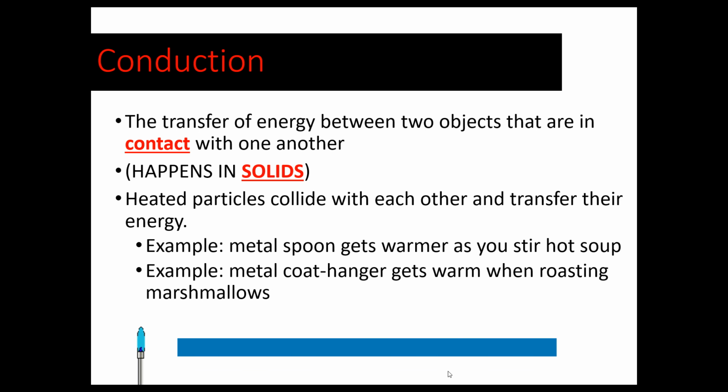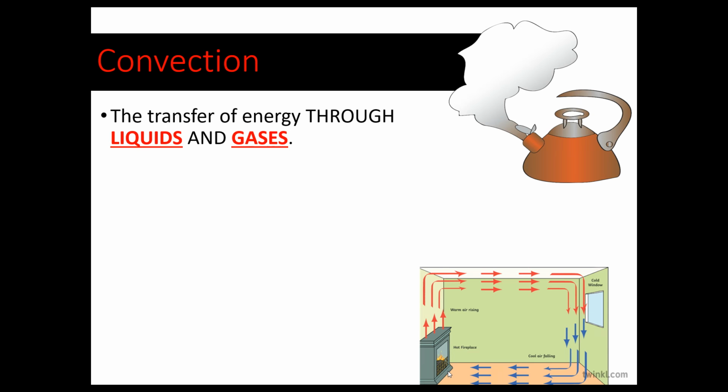So a couple of examples of conduction. A metal spoon gets warm as you stir a hot bowl of soup. This would be heat moving through a solid, so that would be conduction. A metal coat hanger gets warm when roasting marshmallows. So if you have ever used a metal coat hanger to roast marshmallows, you know this happens. You cannot hold it for very long before it gets really hot. That's also an example of conduction.